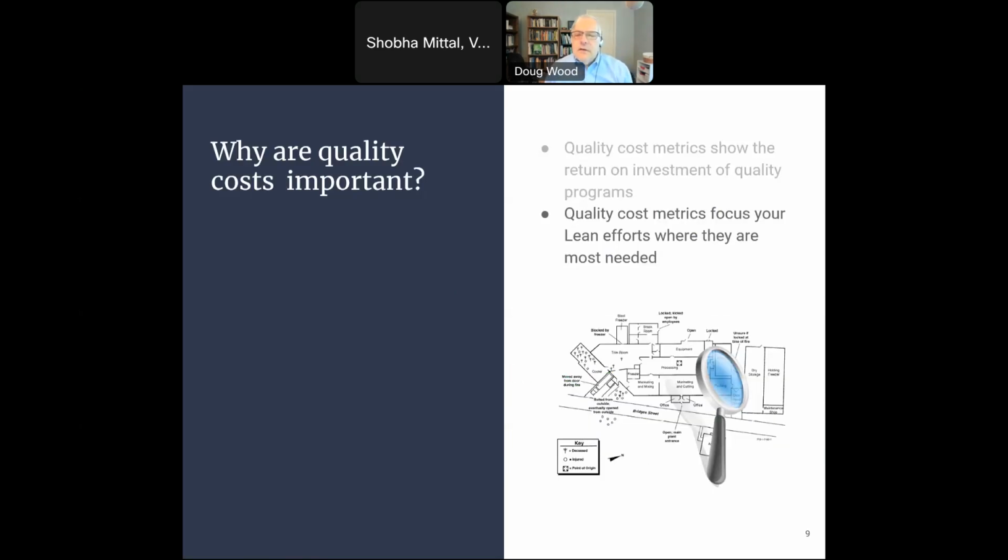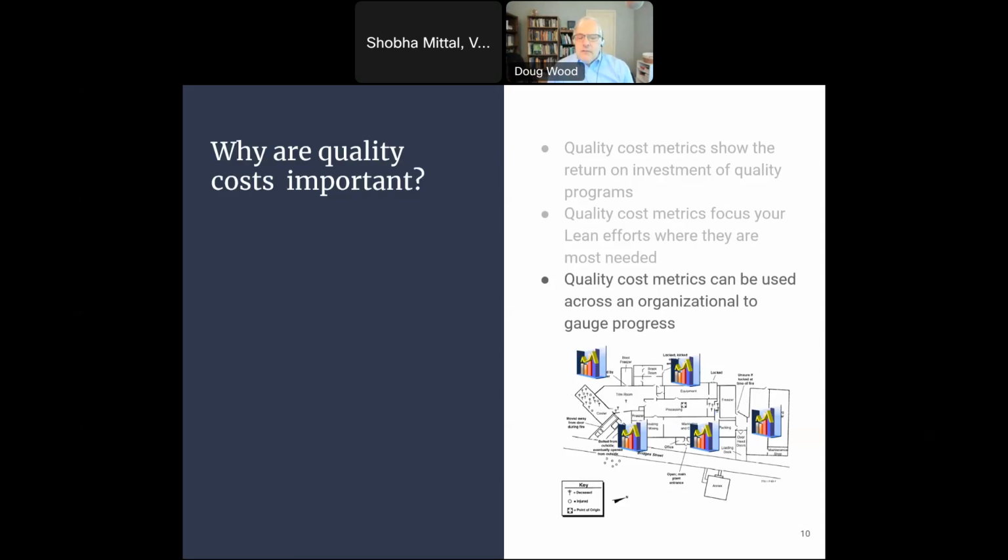Quality cost metrics will help focus your lean efforts where they're most needed. So here we have a floor plan. And obviously somebody's looking at it very closely with a magnifying glass. And they're saying, where does our material flow? And where are the bottlenecks? See, this is a typical lean kind of thing to do. But where are your major bottlenecks? Well, if you know where your waste is in dollar terms, now you can start talking about the dollars invested to reduce it. Again, you see that's a much more practical way to discuss that with your leadership.